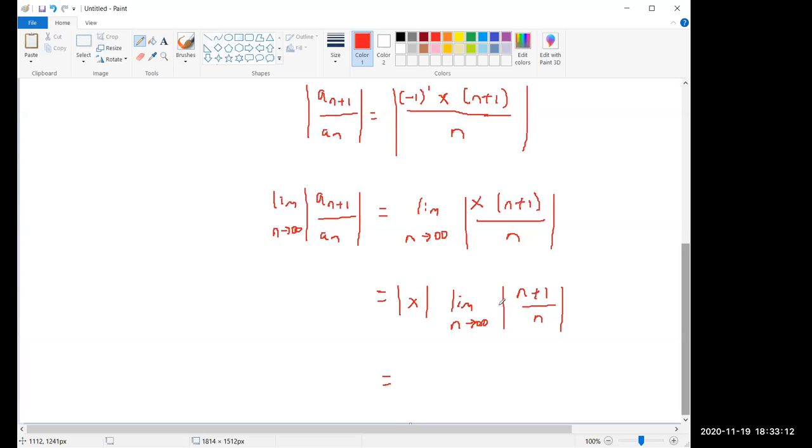By the way, what's the limit of n plus 1 over n? It's 1, right? So we have 1 here, which just simplifies to absolute value of x. So all right, there's our limit. But then you might be asking, well, okay, our limit is absolute value of x. What does that even mean?